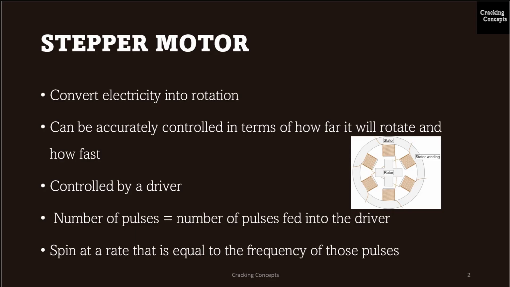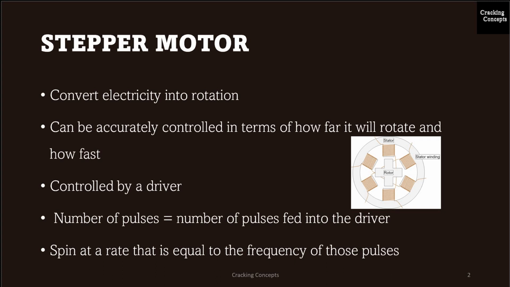Now every motor converts power. Electric motors convert electricity into motion. Stepper motors convert electricity into rotation. It can be very accurately controlled in terms of how far it will rotate and how fast. Stepper motors are named so because each pulse of electricity turns the motor one step.